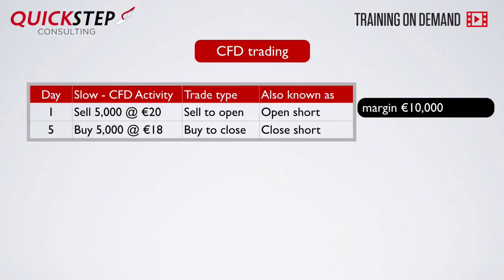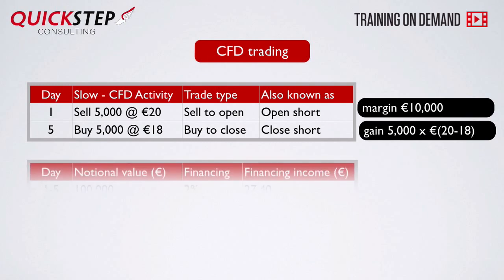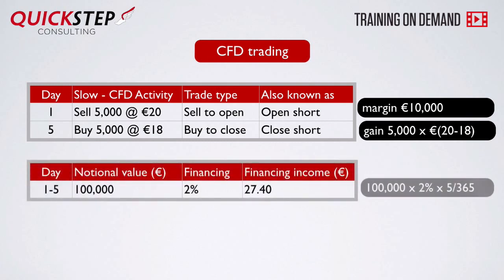5 days later, the investment manager decides to close the position. Slow has fallen in value and the share is trading at €18, and the fund closes the CFD position at this price. So the fund realises a gain of €10,000. Remember the long position earlier and the fact that it incurred interest expense? Well, a short position earns interest income. The rate here is 2%.